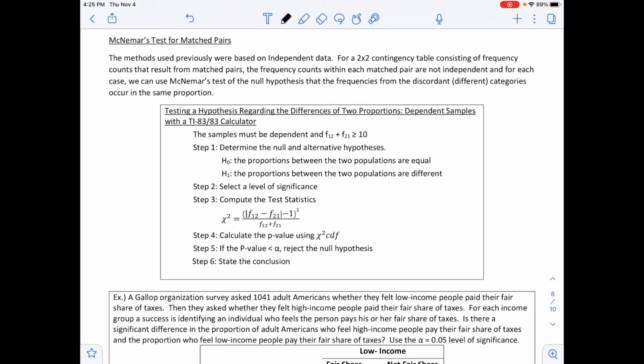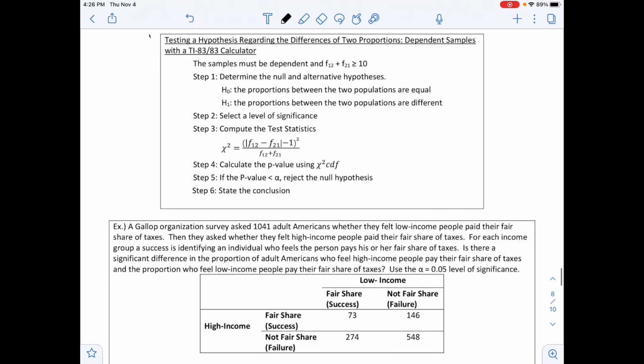McNemar's test for matched pairs. The methods used previously were based on independent data for a 2x2 contingency table consisting of frequency counts that result from matched pairs. The frequency counts within each matched pair are not independent, and for such cases we can use McNemar's test of the null hypothesis that the frequencies from the different categories occur in the same proportions. So right below that we have a box. And this is testing a hypothesis regarding the differences of two proportions. This is for dependent samples. And again, it's a 2x2 matrix that we're going to have.